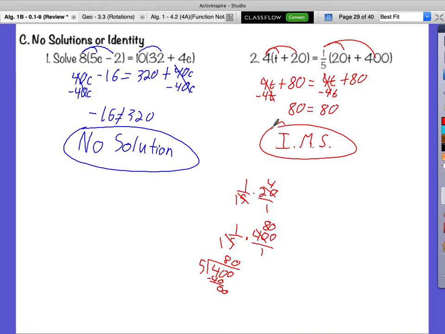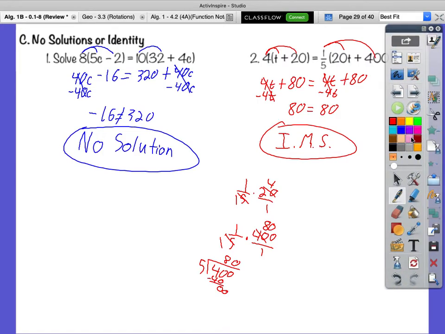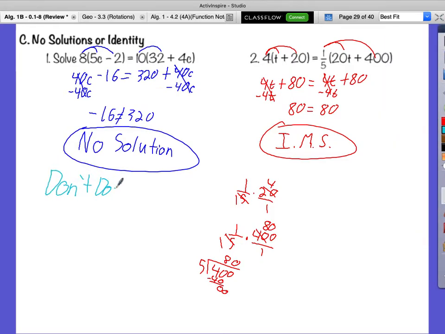So on this worksheet, there are a couple don't do's, guys. Don't do number 7 and then 13 through 15. So you guys can cross those out. Okay, I'm gonna give you guys the rest of this class time to work.